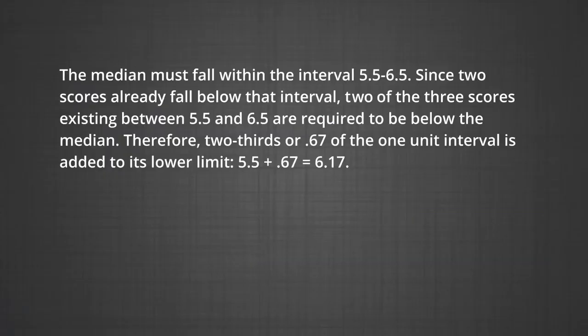The scores occupying the space on the scale of measurement between their real limits have been shown. Since 4 of the 8 scores are required to be below the median, the median must fall within the interval 5.5 to 6.5. Since two scores already fall below that interval, two of the three scores existing between 5.5 and 6.5 are required to be below the median. Therefore, 2/3 or 0.67 of the 1 unit interval is added to its lower limit, that is 5.5 plus 0.67. This gives me 6.17. Examine figure 2 carefully and consider the fractions of frequencies, and you will notice that the distribution is divided by half at the point 6.17, and median is equal to 6.17.